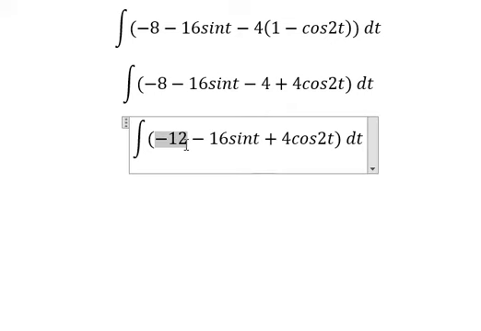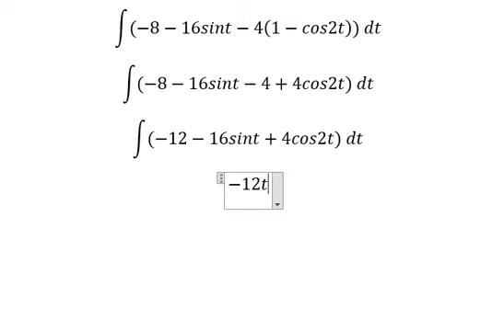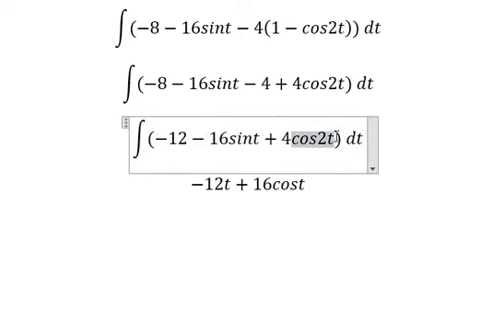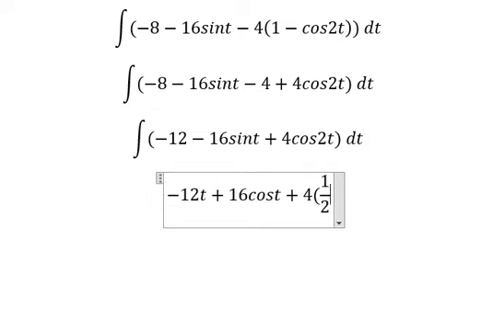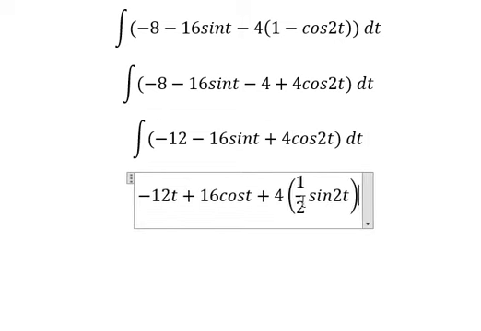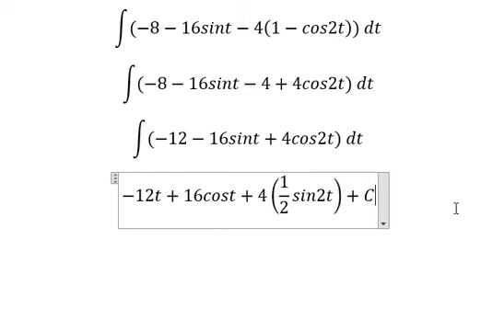The integration of this one, we have negative number 12t. The integration of negative sine t, we have positive cosine t. The integration of cosine 2t, we have 1 over 2 sine 2t. And I will put about c.